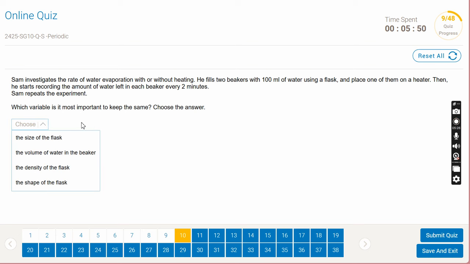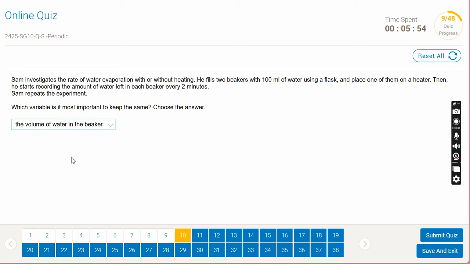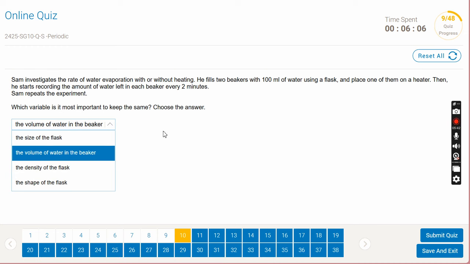So which variable is the most important to keep the same in this experiment? The volume of water in the beaker. Okay. So the volume is the same, so you can see that they started from the same place, and which one lost more water. If you do any of the others, then it's not related to this experiment.